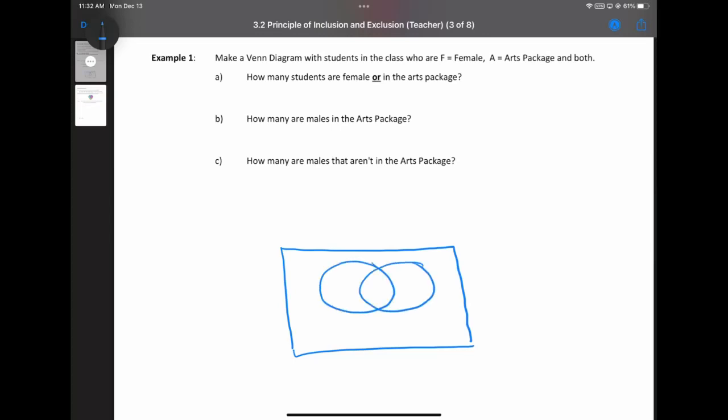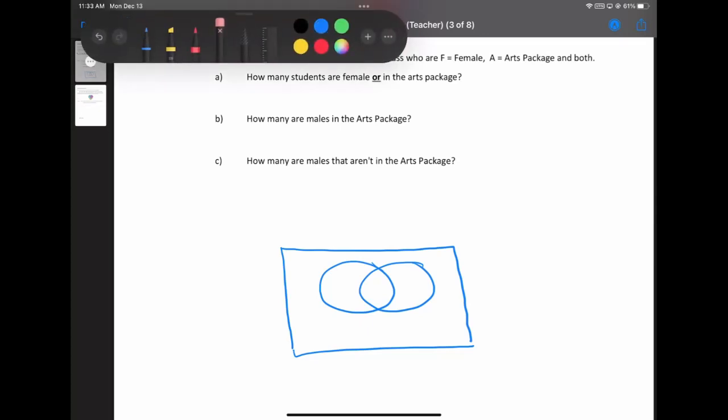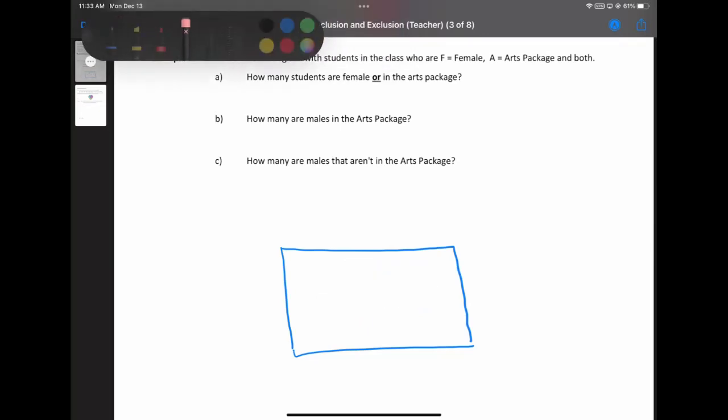I was trying to draw it so that I'd have room for a third circle, but this one only has two. So let's do that.